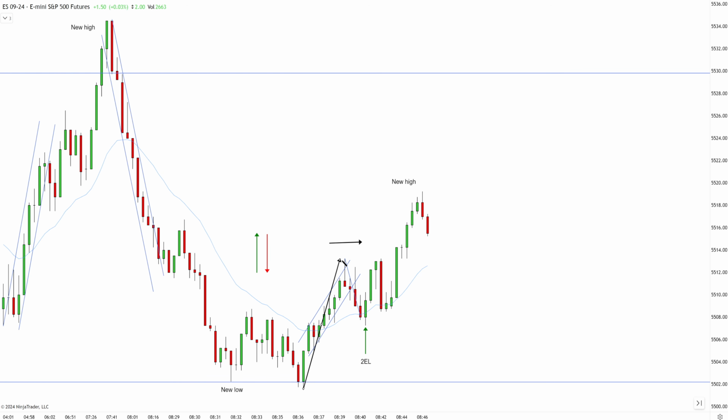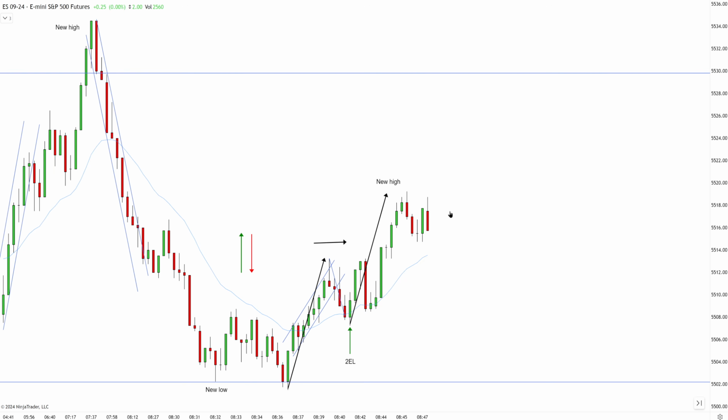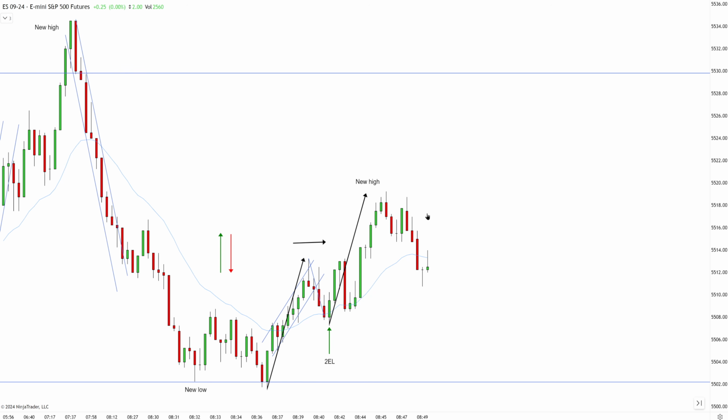So we have one leg up. I'm going to measure it. Second leg, perfect measured move. The market likes to move in pairs of twos. Prices are breaking below the EMA.